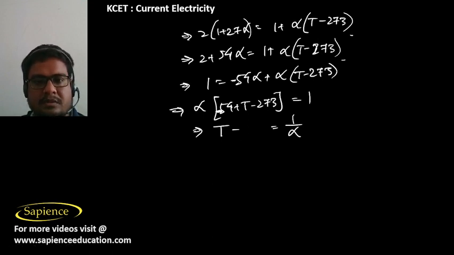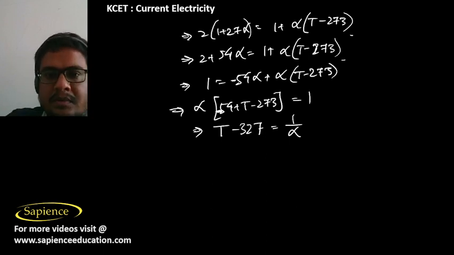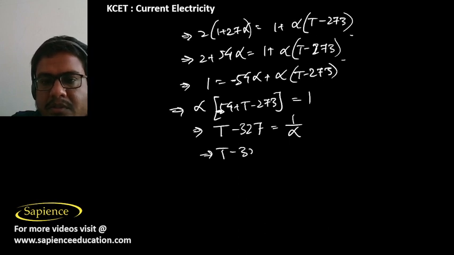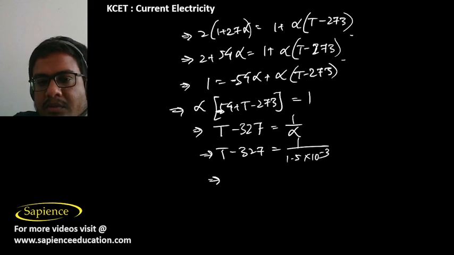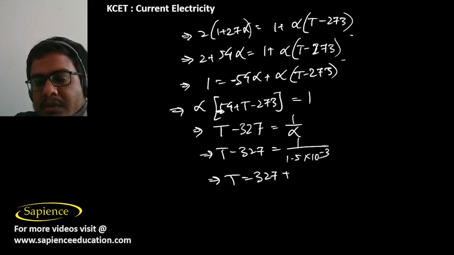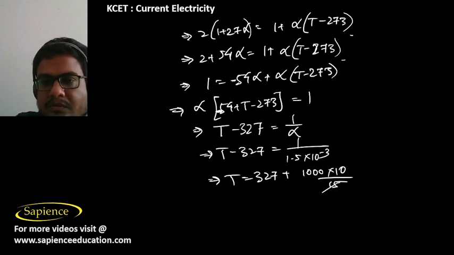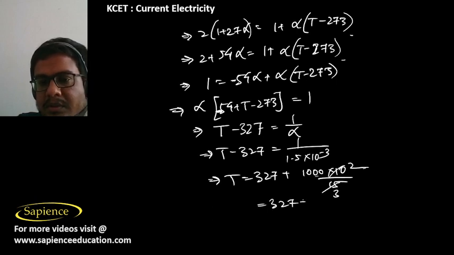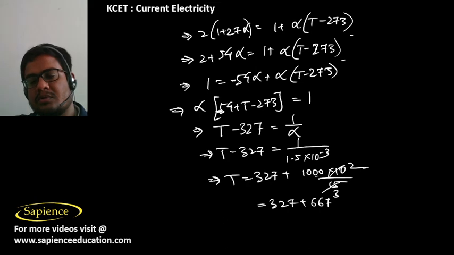So this will be T minus 7. This is 2. This is 3. So T minus 327, that is 1 by alpha. So T minus 327, that is equal to 1 by 1.5 into 10 power minus 3. That means T will be equal to 327 plus 1000 into 10 by 15. So this will be 5, 3 15, 5 to 10. So this is 1000. So this is 327 plus 667 approx.